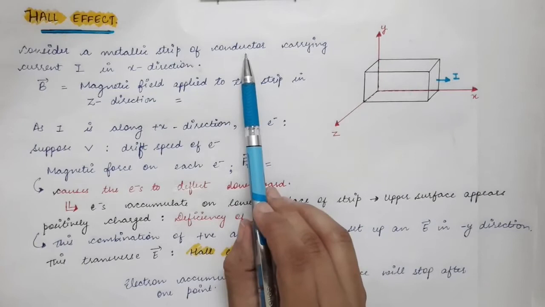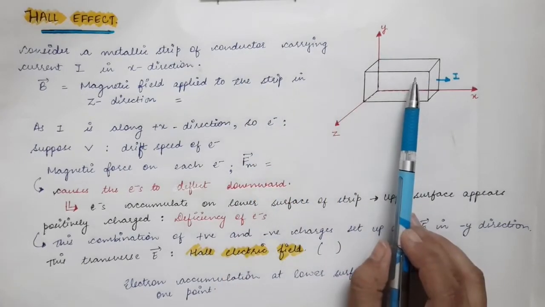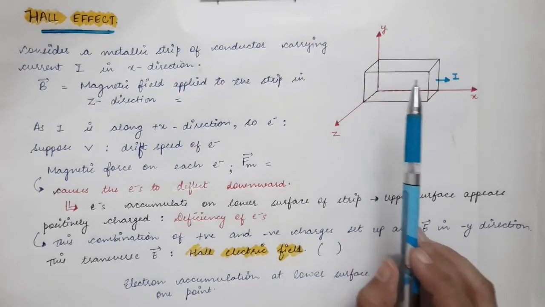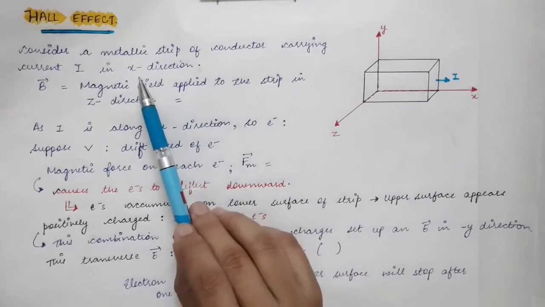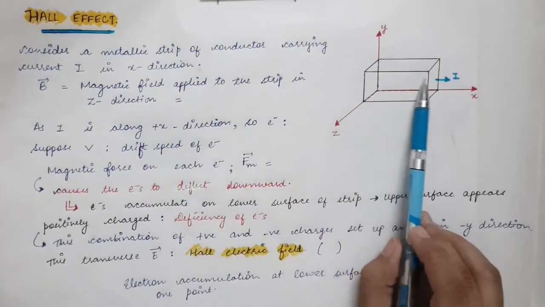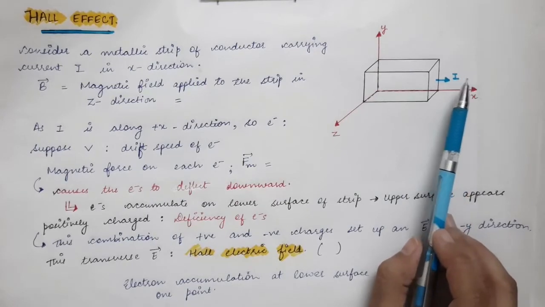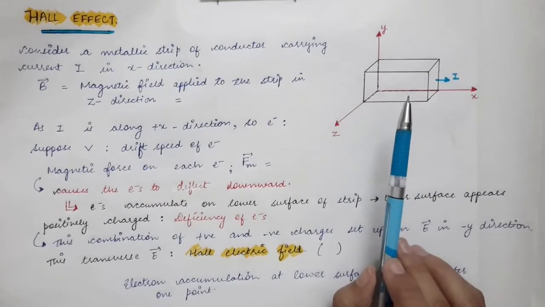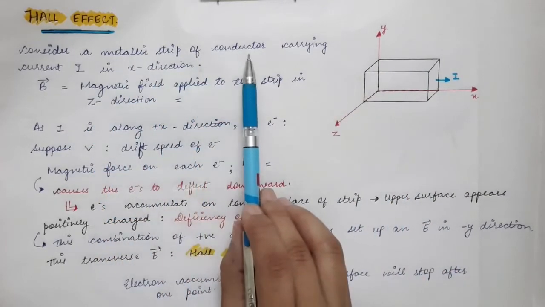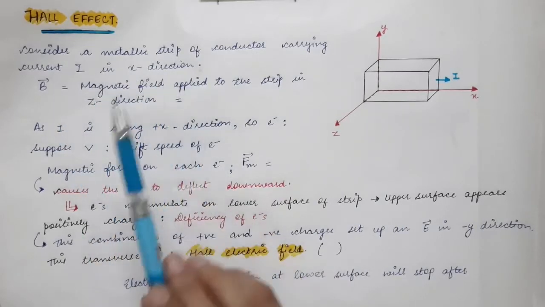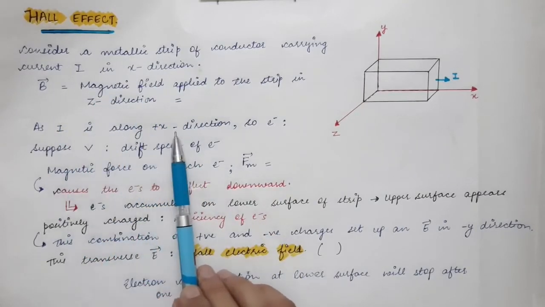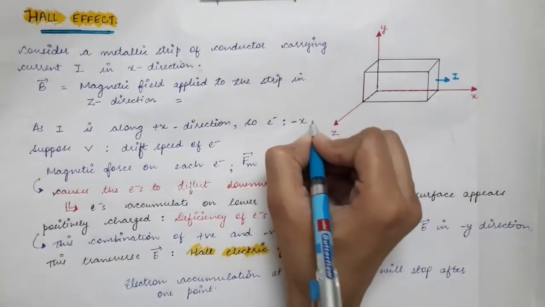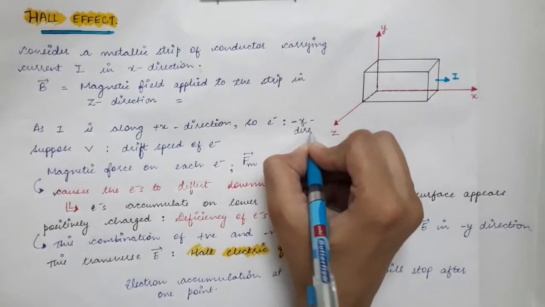And we are considering a conductor, which means the charge carriers are electrons. So the current is due to the flow of electrons in this case. If we suppose that current is flowing in the plus x-axis direction, then electrons are flowing along the negative x-axis direction in this conductor. So we consider a metallic strip of conductor carrying current I in the x-axis direction. As the current is along the plus x-axis direction, the electrons will flow in the minus x-axis direction.